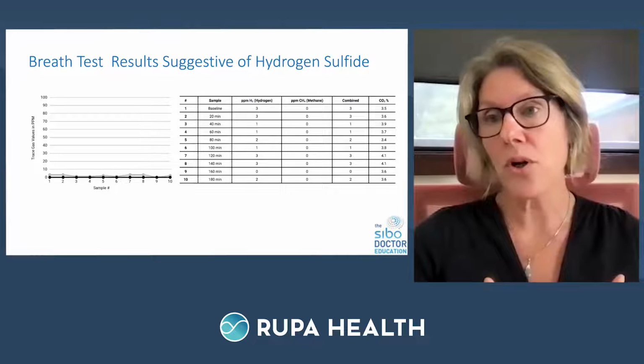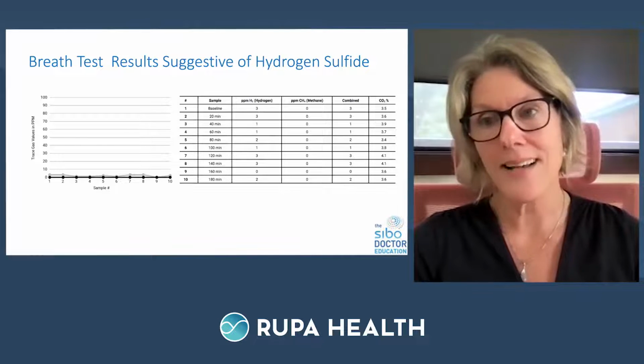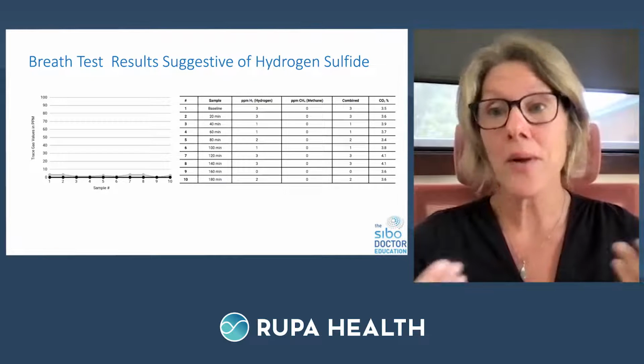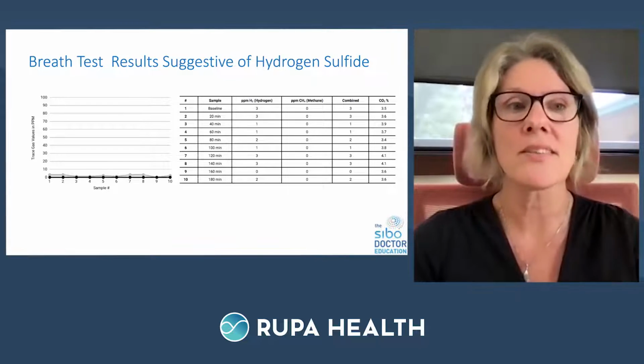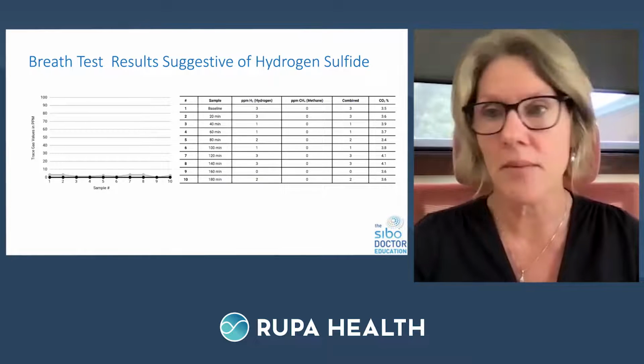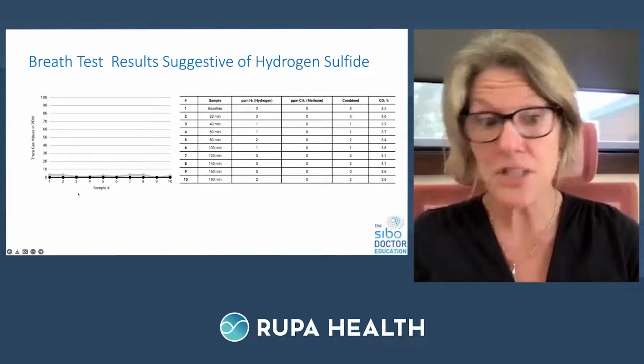And that's where I would also go by symptoms. So if this person is more on the constipated side, I'd probably say follow it up with another test substrate, as I've mentioned before. Maybe consider glucose, consider fructose as well, before you just diagnose this person with hydrogen sulfide.